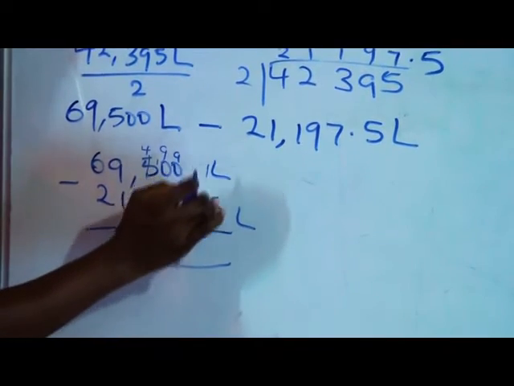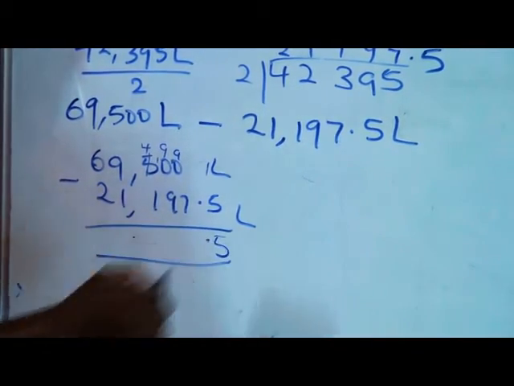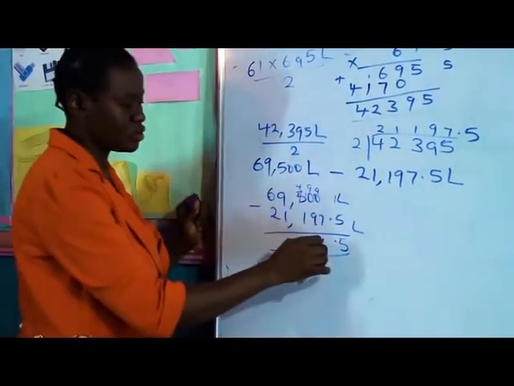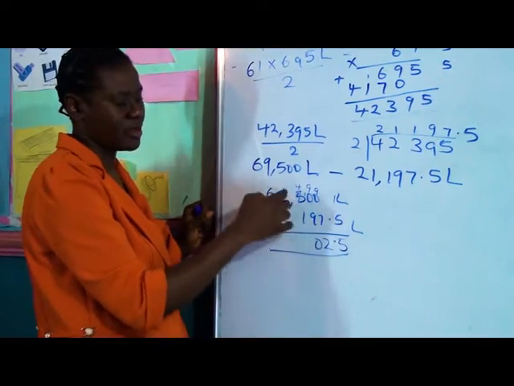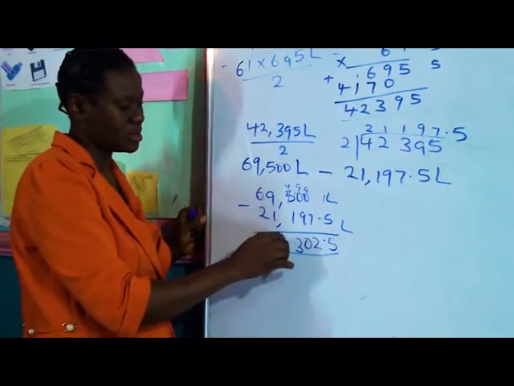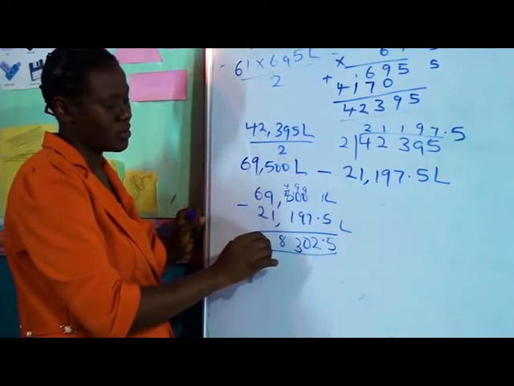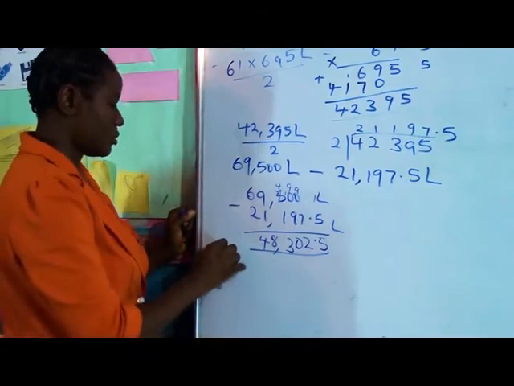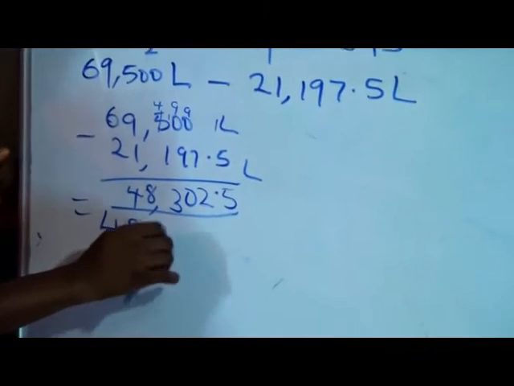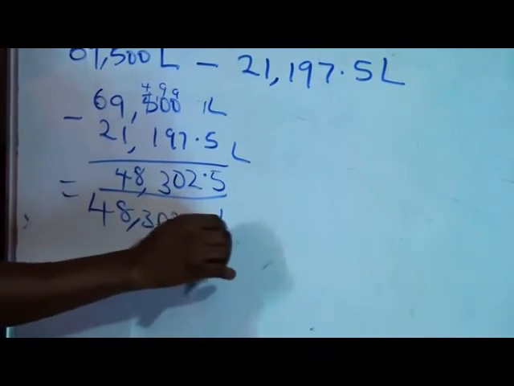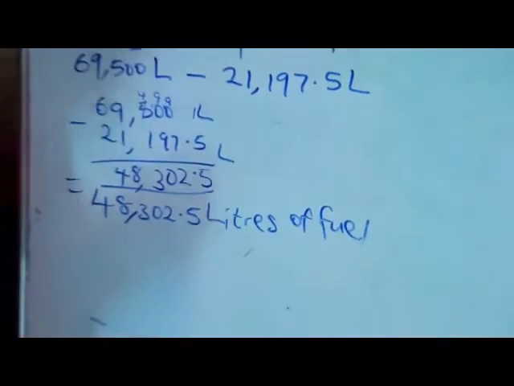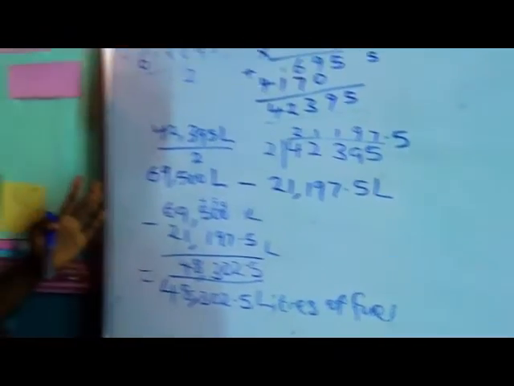Now these become 10. 10 minus 5, 5 points. 9 minus 7, 2. 9 minus 9, 0. 4 minus 1, 3. 9 minus 1, 8. 6 minus 2, 4. So what I have left is 48,302.5 liters of fuel. I hope that is understood.